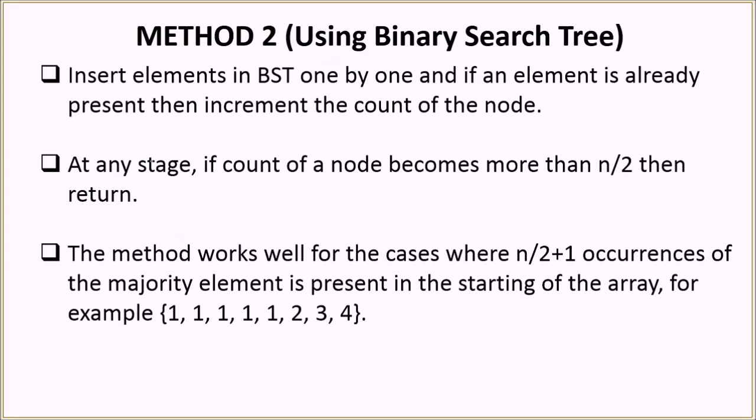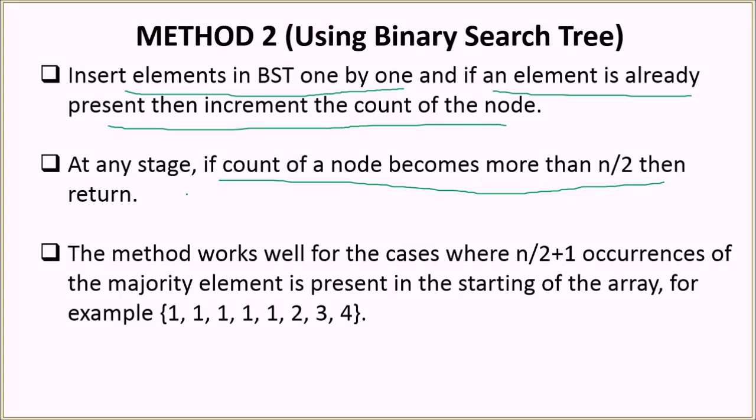We insert elements in the BST one by one, and if an element is already present, then we increment the count of the node. At any stage, if the count of the node becomes more than n by 2, then we return. This method will work best for the case where n by 2 plus 1 occurrences of the majority element are present at the start of the array. In this type of array, this is going to give the result very quickly.